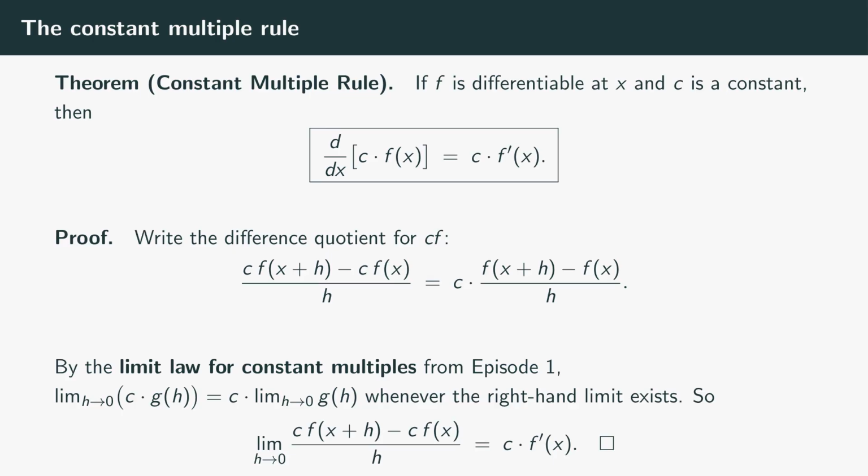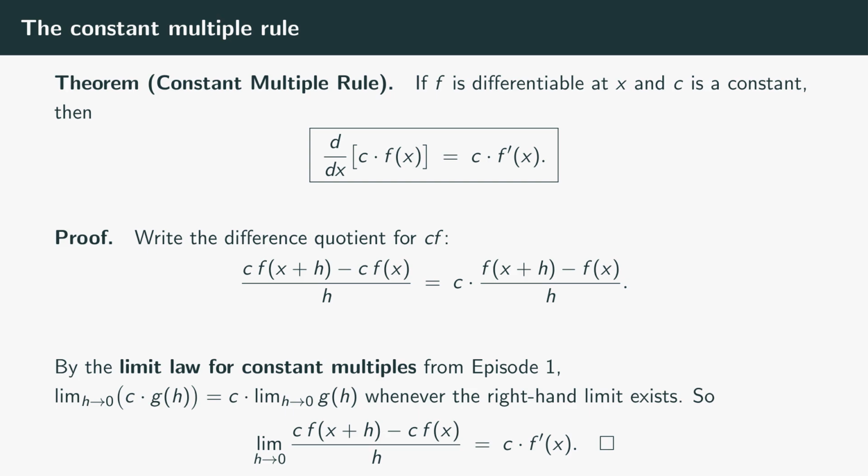The derivative of c times f is c times f prime. Pull the constant outside the derivative. Proof: write the difference quotient for cf. Factor the c out of the numerator. The c sits outside the fraction now, and inside is just the difference quotient for f. The limit law for constant multiples says a constant slides outside a limit. What's left inside is the definition of f prime of x. Multiply c times f prime of x.